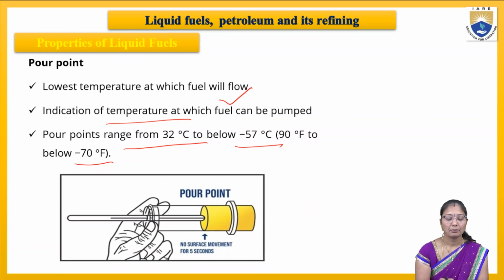So this is the pour point: at the lowest temperature, here this black line is the liquid flow. At minimum temperature, when the liquid starts to flow, it is called the pour point.